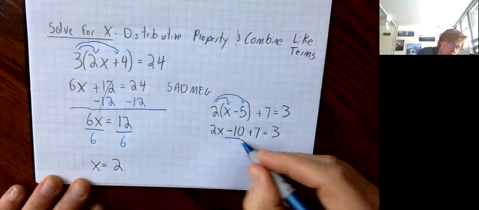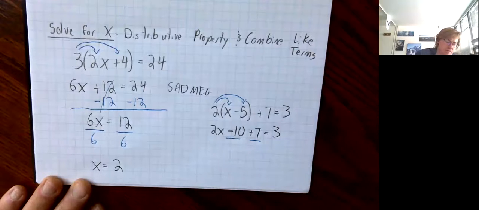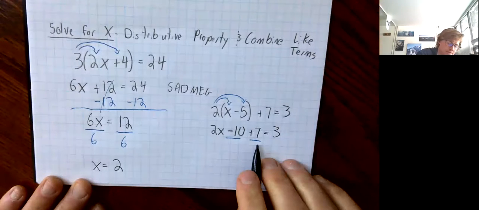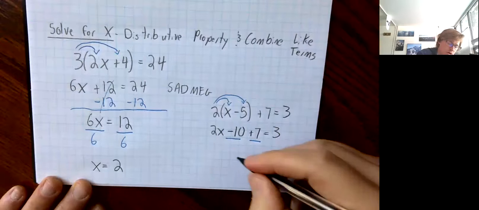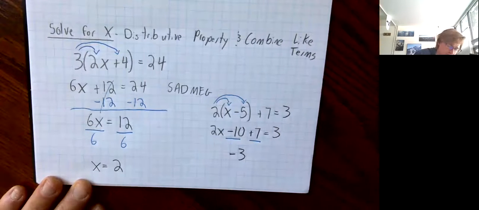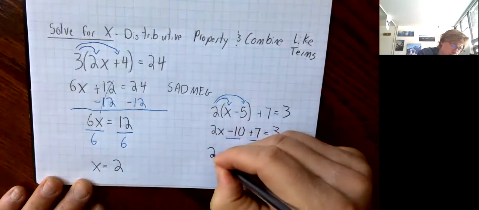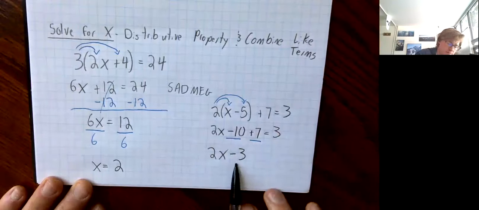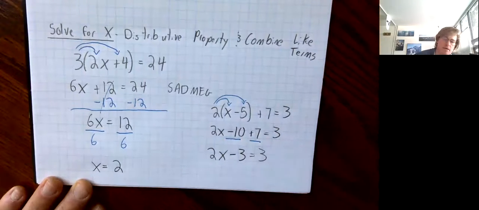My like terms are the negative 10 and the positive 7. I combine those two. My signs are different. So I'm going to find the difference, which is 3. And I got more negatives than positives, so I'm going to end up with a negative 3. And my 2x is going to drop down. So I got 2x minus 3 equals 3.